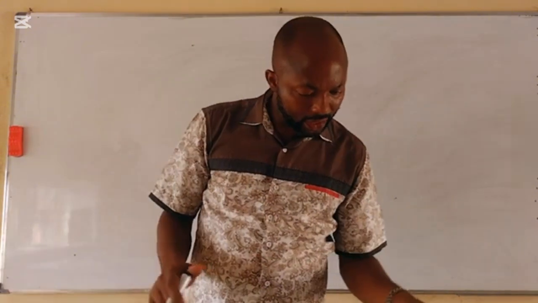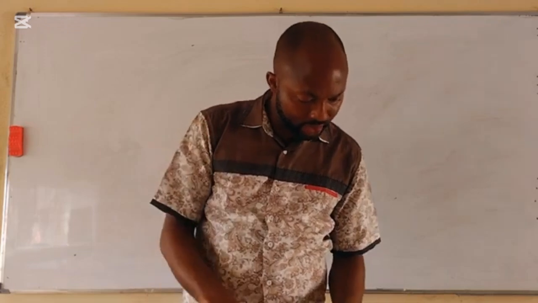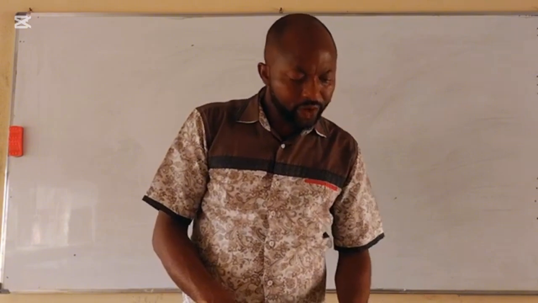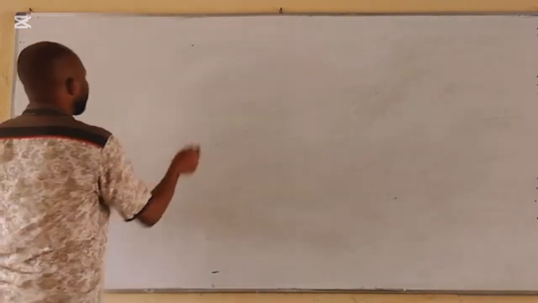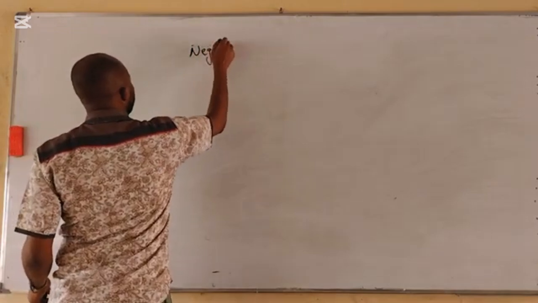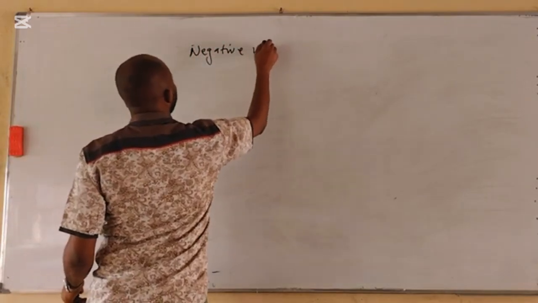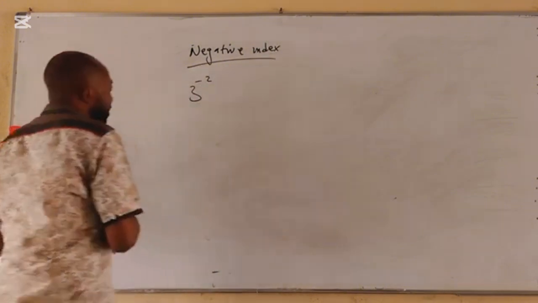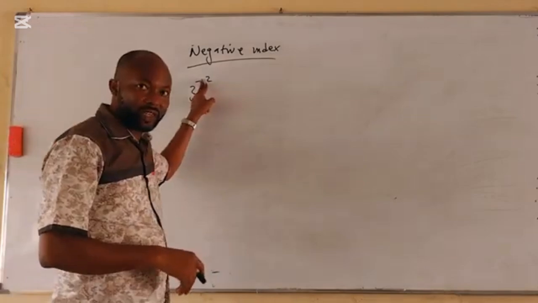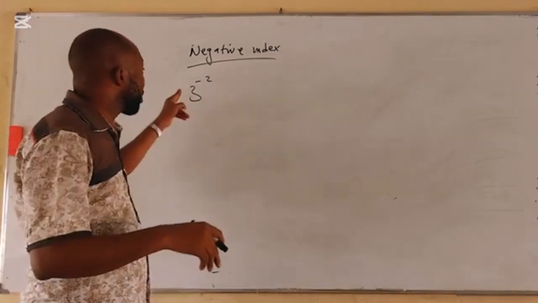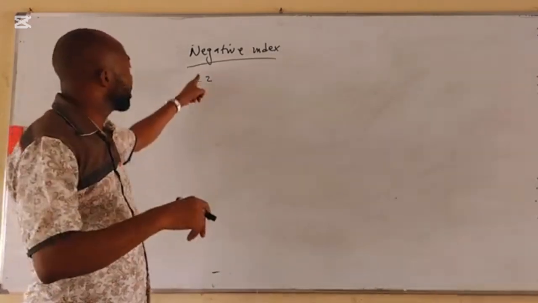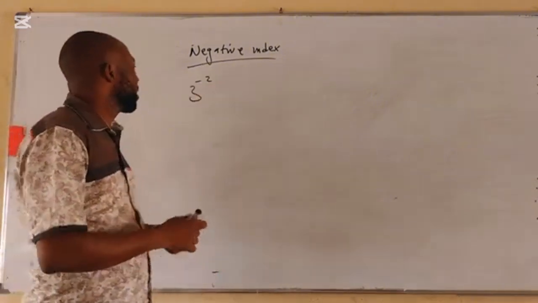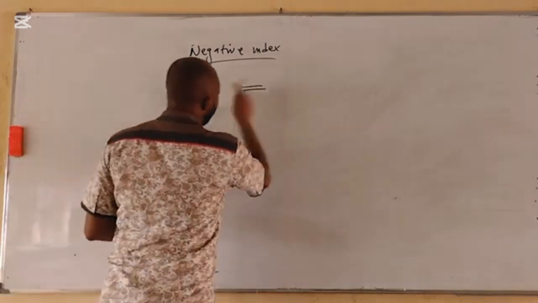Let's take some examples, all right? 3 raised to the power minus 2, negative index. 3 raised to the power minus 2. The negative index law states that a number raised to a negative index equals the reciprocal of this number raised to the same positive index. This minus 2 becomes positive. First, let's break it down.